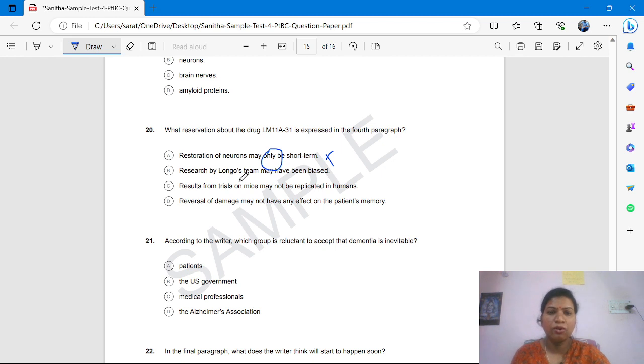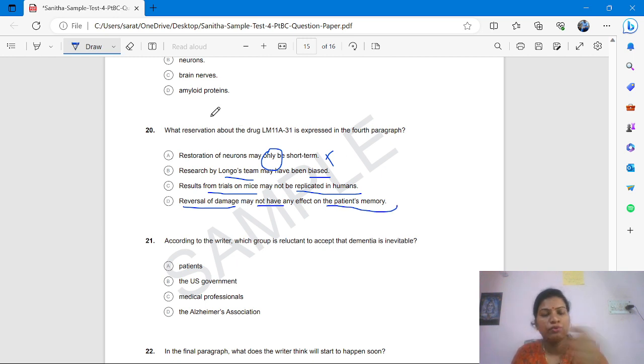Research by Longo's team may have been biased. Bias means two sides, like or dislike. Research by Longo's team may have been biased. Research from trials on mice may not be replicated in humans. Reversal of damage may not have any effect on the patient's memory.